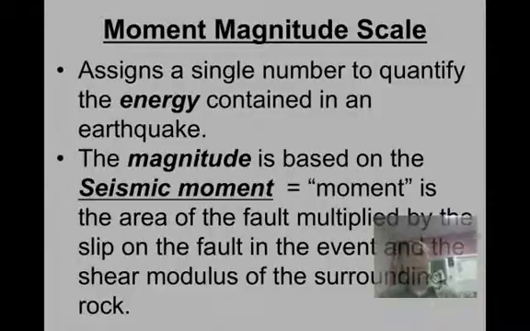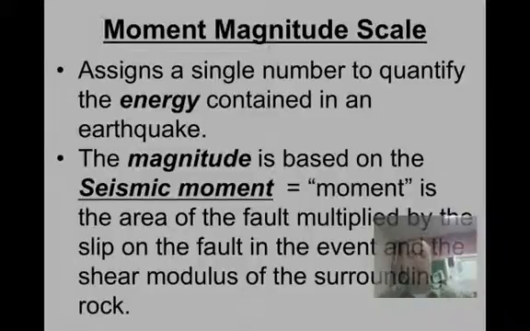So the next scale, the moment magnitude scale. Again, we're assigning a single number to quantify the energy contained in the earthquake, but the magnitude is based on something called the seismic moment. The seismic moment. And it says the moment, here in parentheses, is the area of the fault multiplied by how much the fault slipped in that earthquake, and then the shear modulus of the surrounding rock.